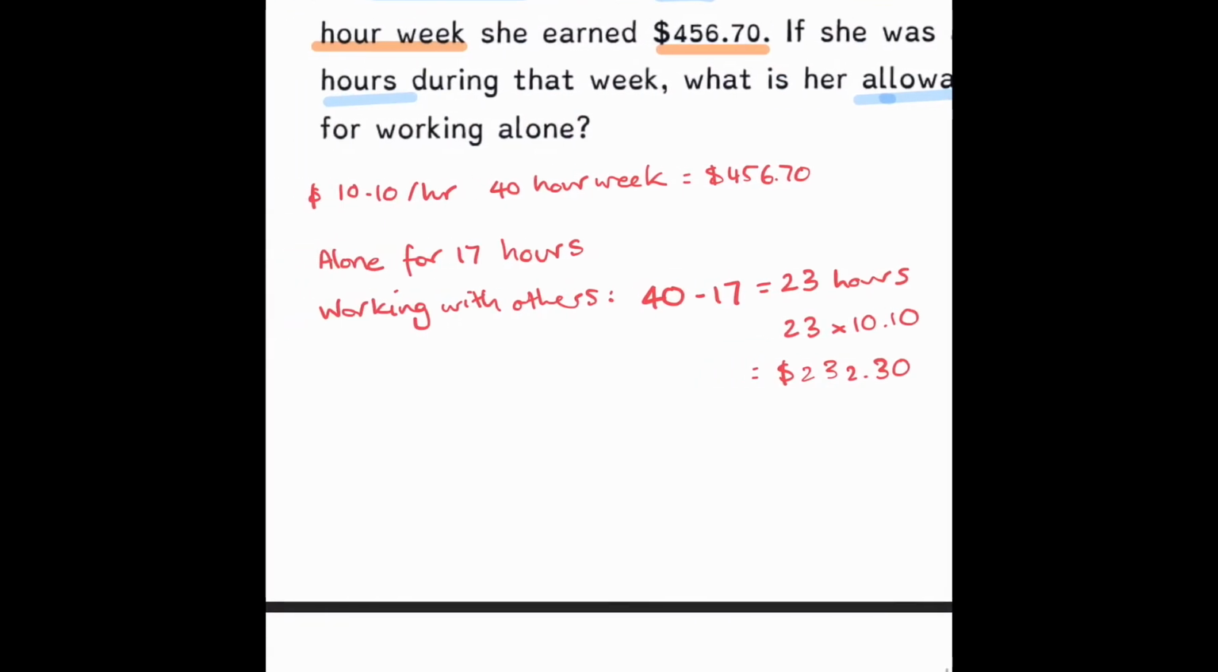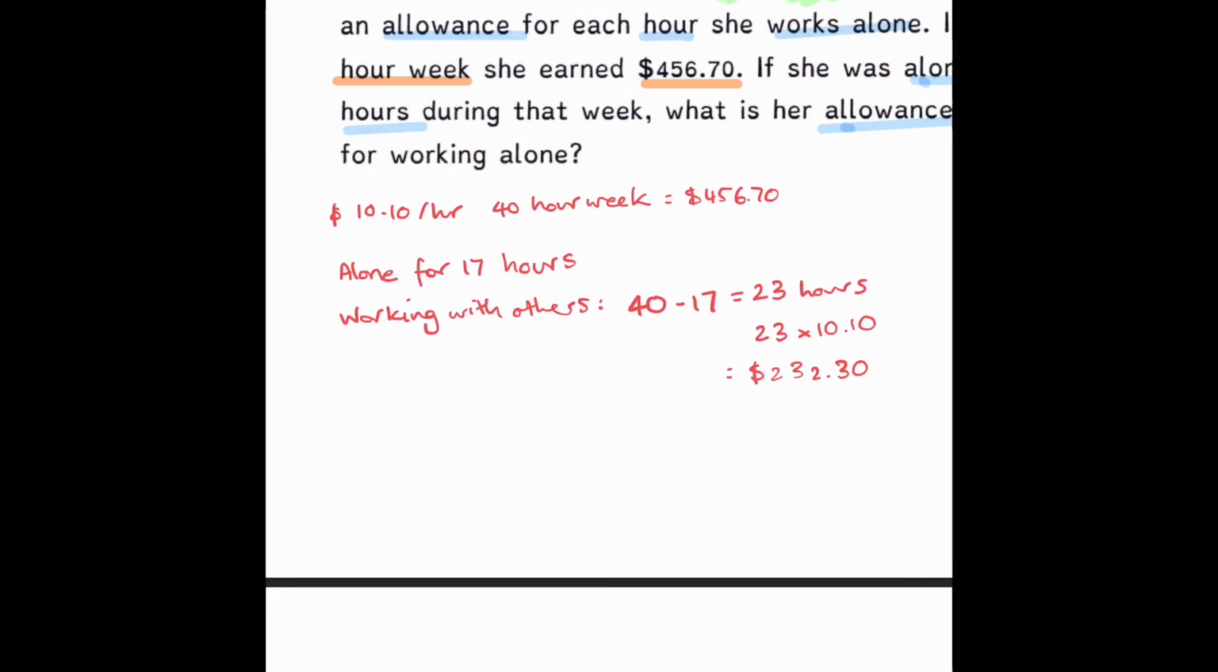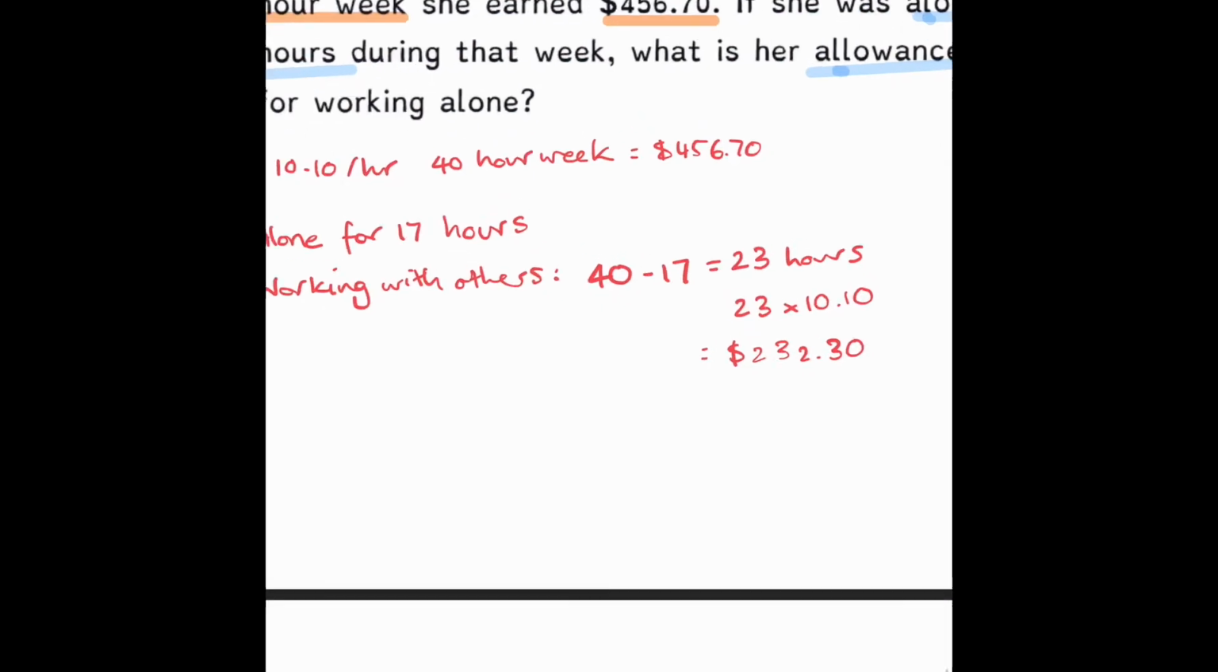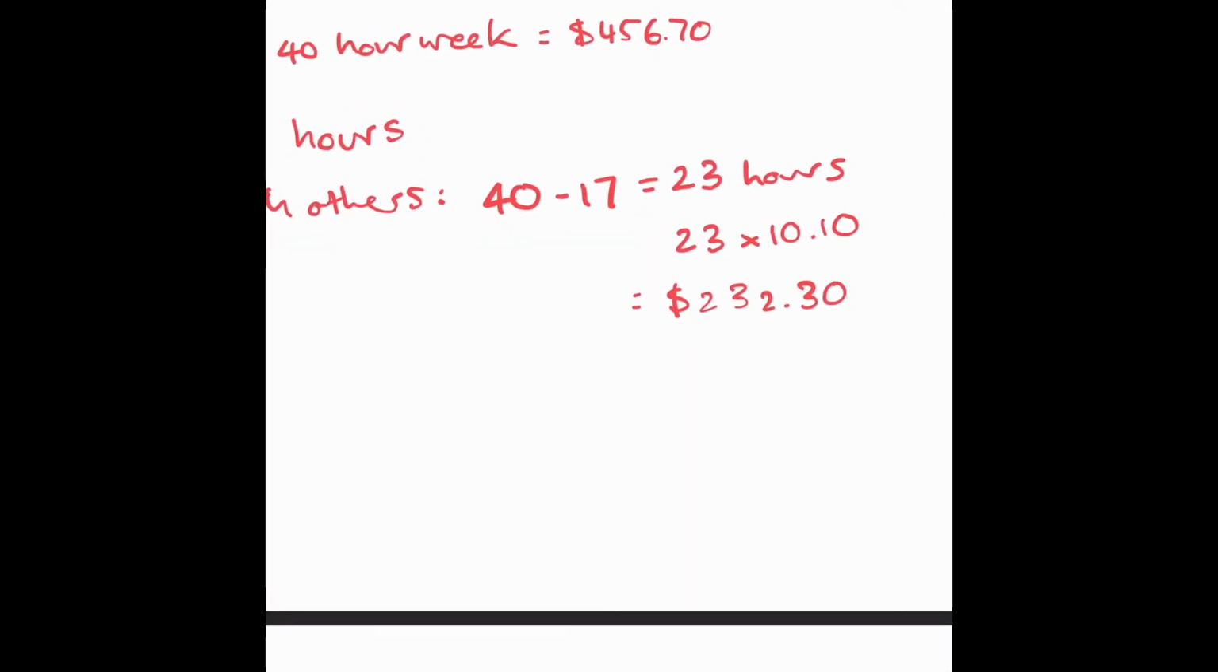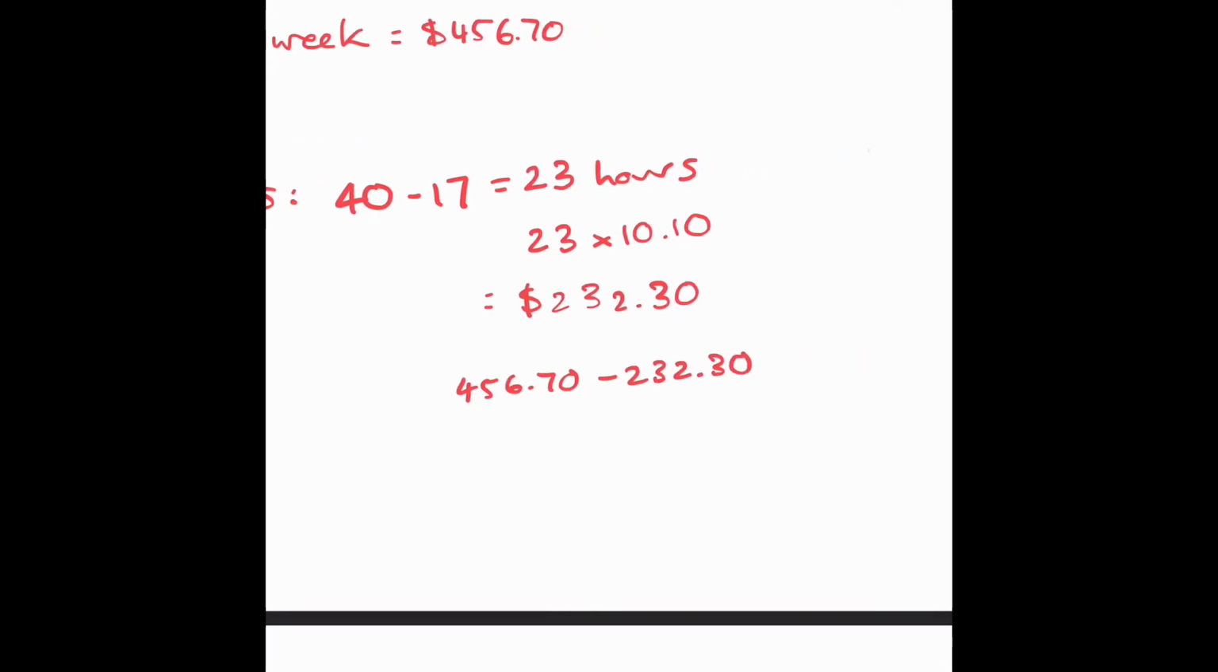Okay, so now again, what I've figured out is how much she gets paid for working with others is $232.30. I know she got this full amount here for the full week, so I'm going to figure out what that difference is. Okay, so what did she get working alone? Well, that would be 456.70 take away that 232.30, and that's going to give us our difference. So again, I'm just going to type that into my calculator.